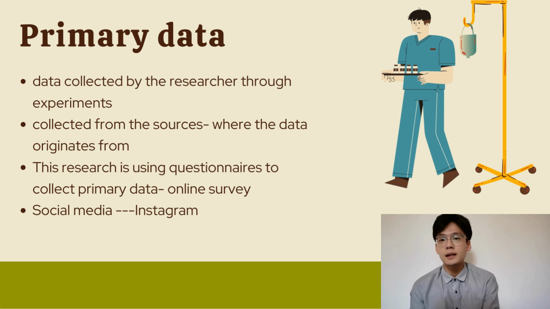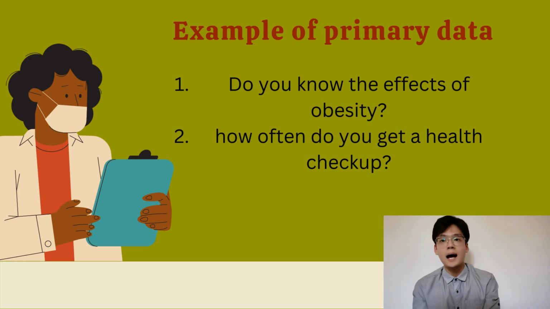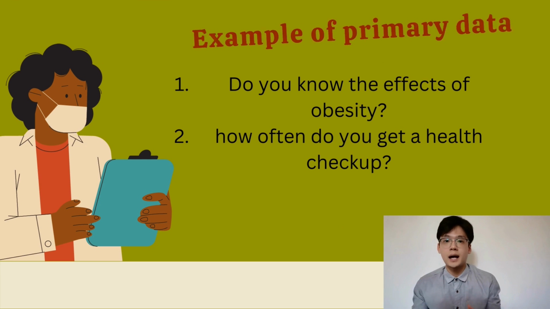The research is using a questionnaire to collect the primary data from the respondents based on their age. The questionnaire used in our research is by question type through an online survey. Our questionnaire is shared through social media, which is Instagram. The target population is females and males based on their age level, such as children, teenagers, adults, and older adults. The aim of the researchers is to investigate the awareness of Malaysians about the obesity problem. Examples of the questionnaire are: do you know the effects of obesity? And how often do you get a health checkup?